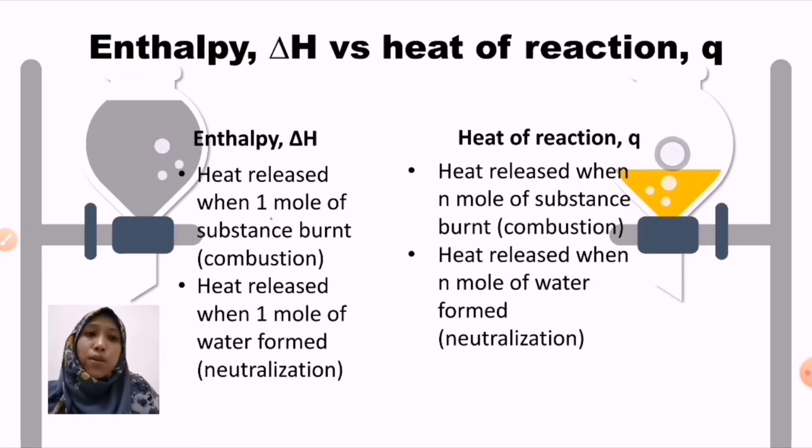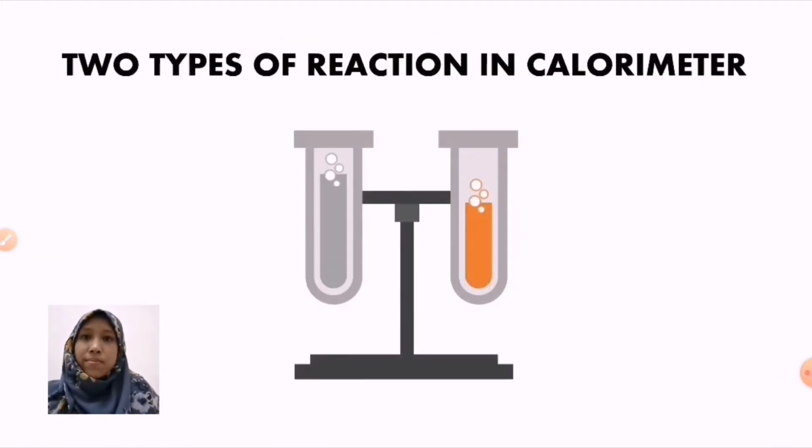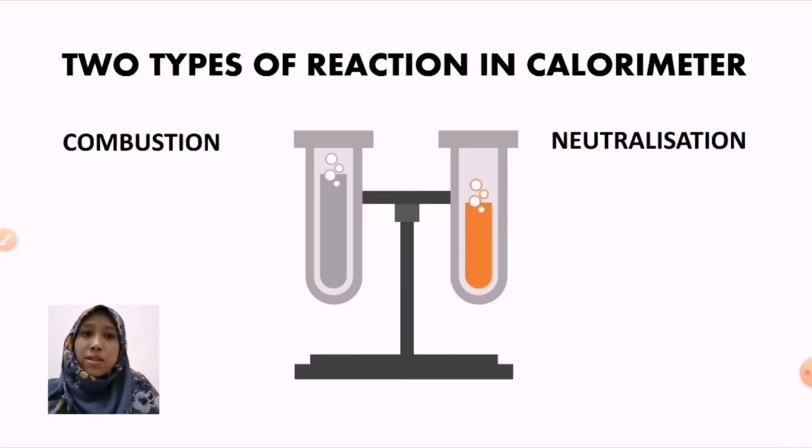So from the heat of reaction, we can find delta H, which refers to 1 mole of that certain substance yang terbakar ataupun 1 mole of water which is formed from the reaction. So now let's look at the two types of reaction which can occur in a calorimeter. The first one is combustion process and the next one is neutralization.